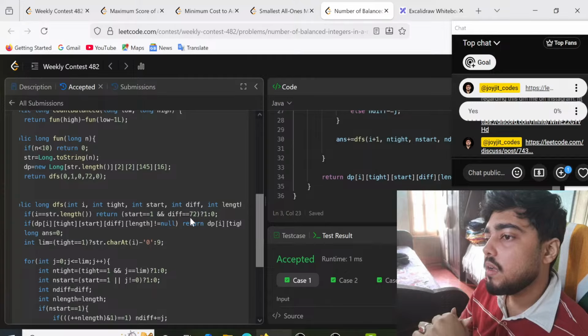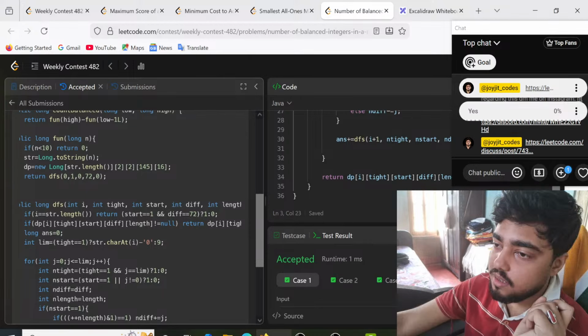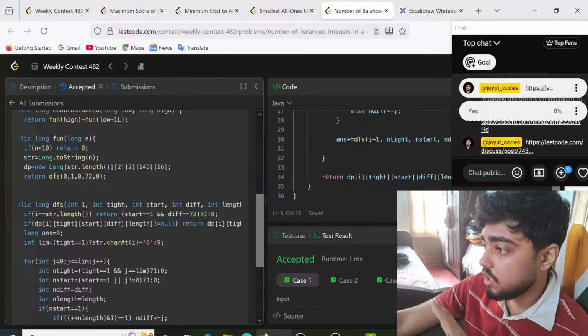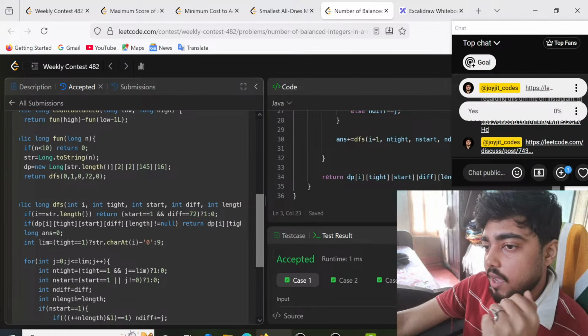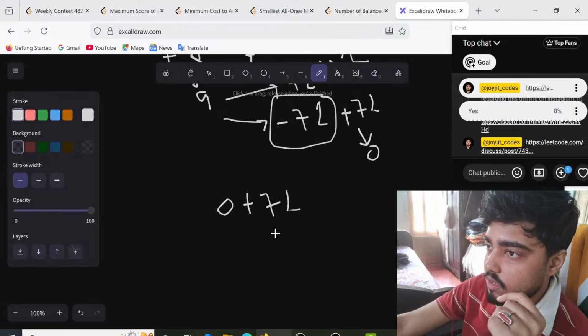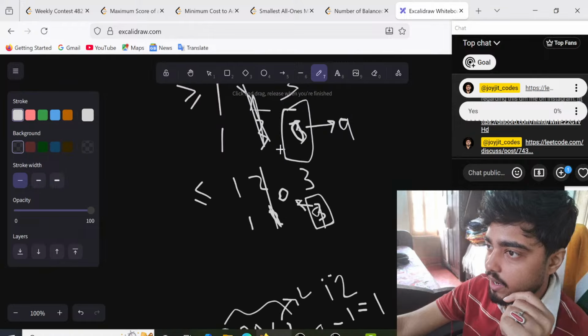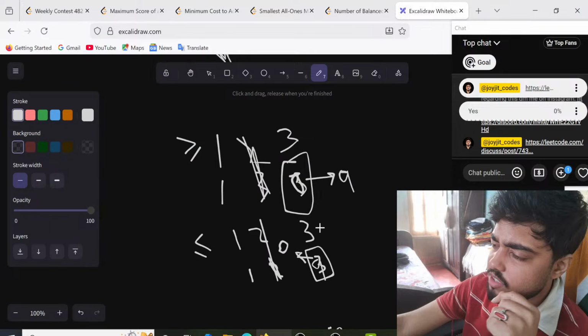If dp of i, if we have already got this specific state and it is not null, that means we have already traversed through this, so we can directly return that. If we haven't traversed through it, then we have to get the answer out of it. There's a limit. I just told you about the limit. This is the limit thing that I was telling you, right? So what is the limit of this? This is the condition that we are going to consider.